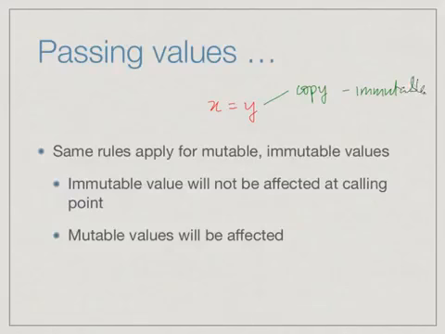And if it is mutable, we said we don't copy, we share the value. That is, both names will point to the same copy of the value. So a change in one will also make a change in the other. That happens with mutable things like lists. So immutable values will not be affected at the calling point, and mutable values will be affected. It's as though we are making an assignment between the expression in the calling point and the name in the function. So if the function modifies that name, if it is an immutable value, nothing will happen here. If it is a mutable value, something will happen.